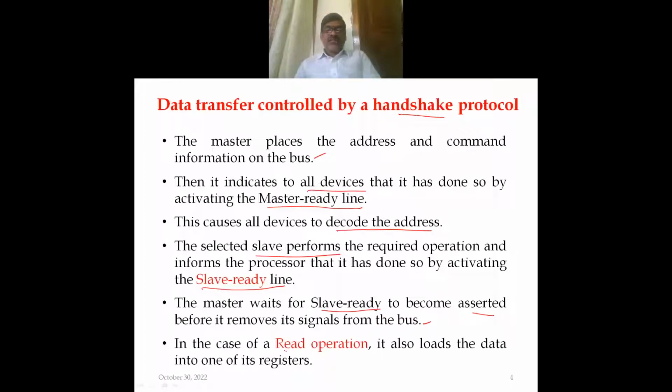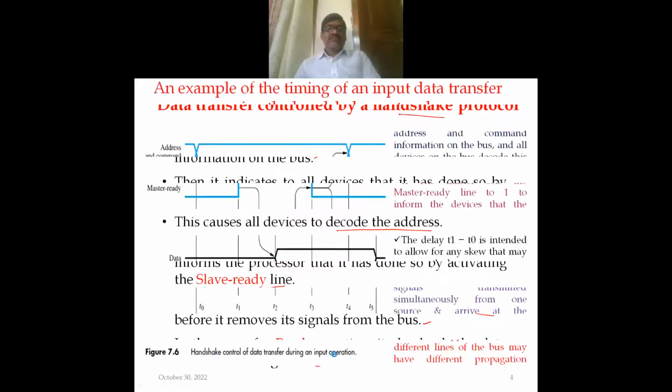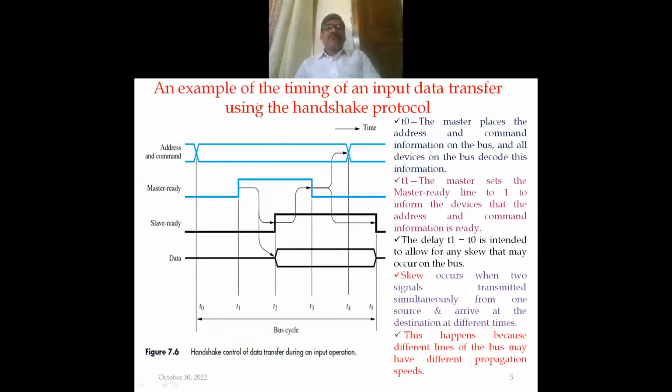In case of a read operation, it also loads the data into one of its registers. So this is an example of timing of an input data transfer using handshake protocol. This is a handshake control of data transfer during an input operation. If you see, this is a bus cycle, with timings T0 to T5. These are the master ready signal and slave ready signal, and the address and command signals.